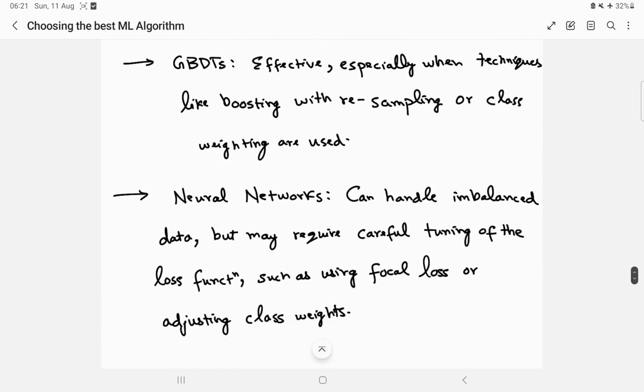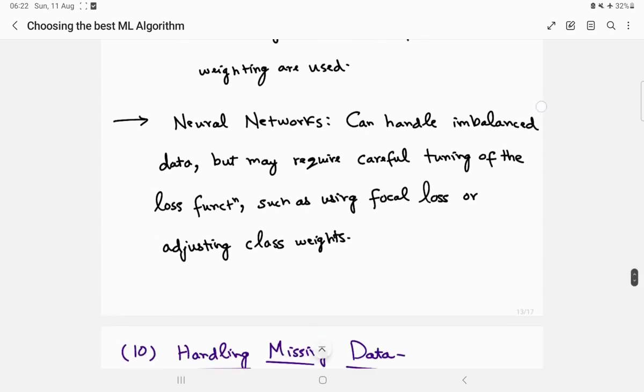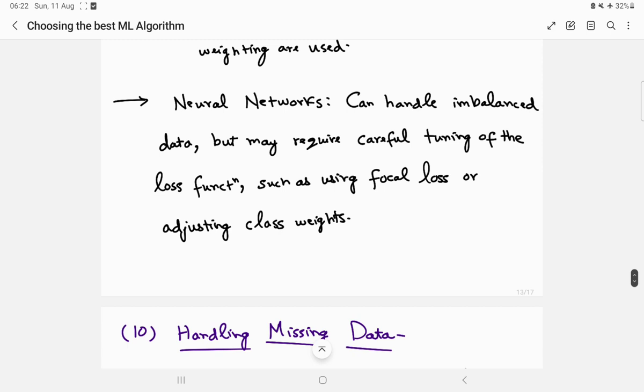When it comes to GBDTs, they are also effective, especially when techniques like boosting with resampling or class weighting are used. And neural networks can also effectively handle imbalanced data, but they may require careful tuning of the loss function, such as using a focal loss or adjusting the class weights.